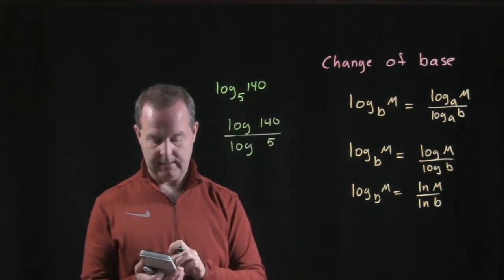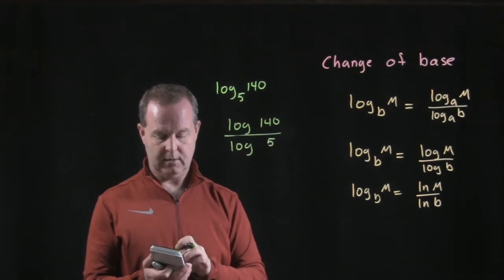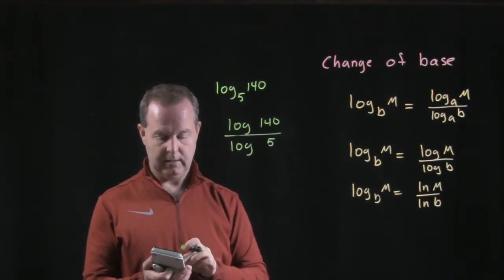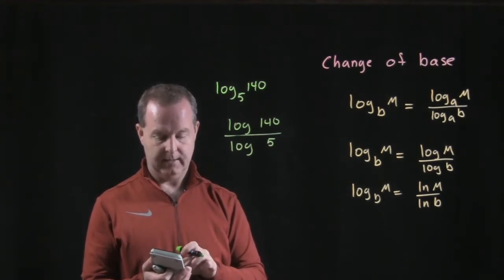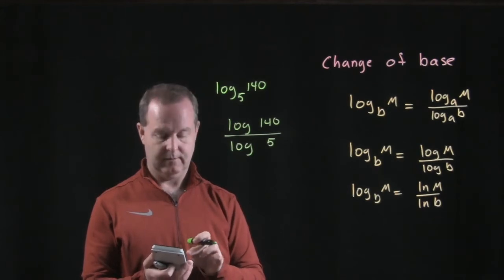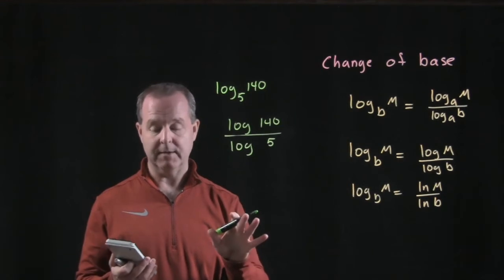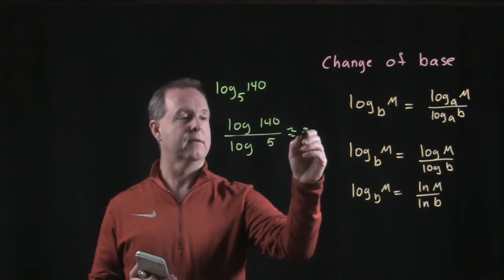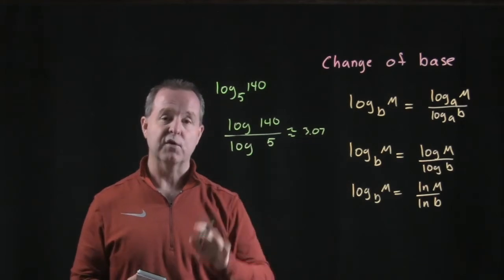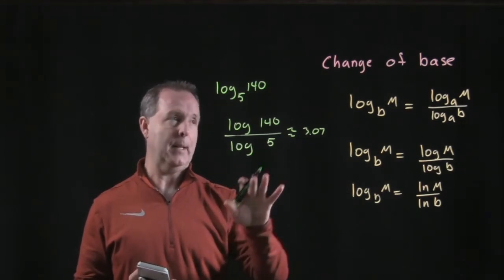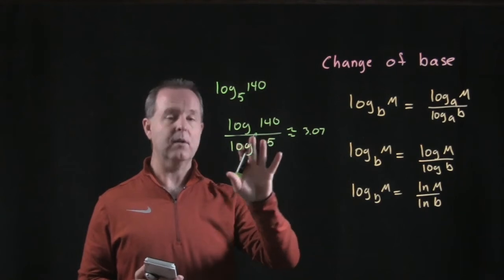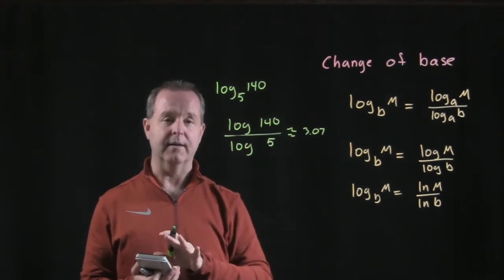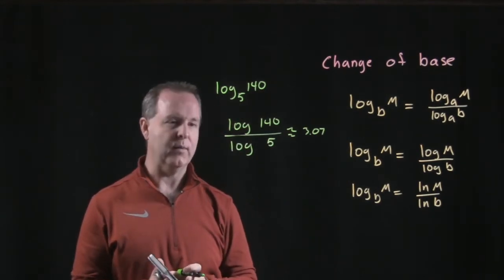We can go log 100, whoops, not log 4, log 140 divided by log 5. Enter. We have all those buttons on the calculator, and this is approximately 3.07. So that's how we can evaluate logs using our calculator, where the initial log is a log that we don't know.